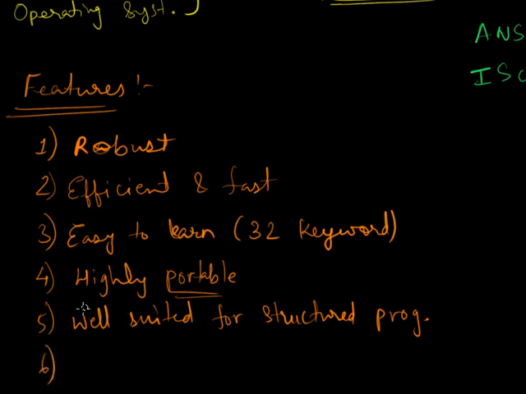The final feature is that it is extensible. One of the features which makes C highly popular in the software world. If there is anything among your problems that C cannot offer, you can write your own extension to the language. You can write your own libraries and extend the functionality of this language according to your needs. So these are the features of the C language.